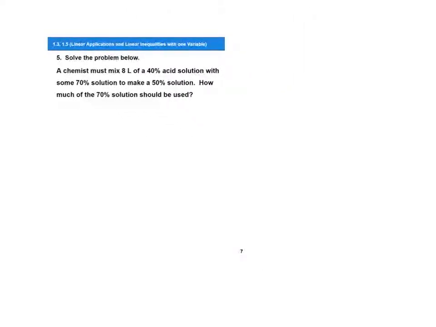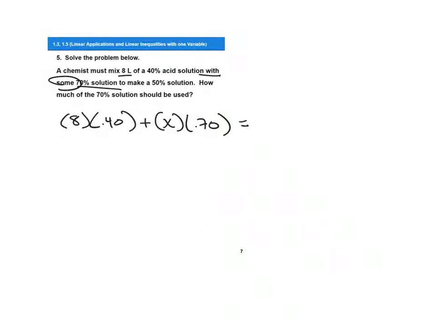So we've got a chemist that must mix a certain amount, okay? So the chemist has 8 liters, okay? We know the liter amount of a 40% solution. So 40%, make that into a decimal. Now that chemist is mixing this with 70% with some. See, we don't know what it is, but we know it's at 70%. And to make just means to equal a 50% solution. Well, 50% solution of what? Well, that's your 8 liters plus your unknown to make your 50%.